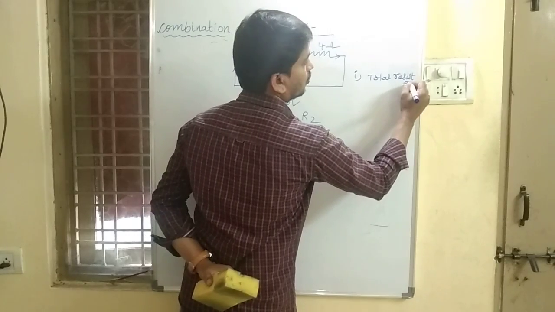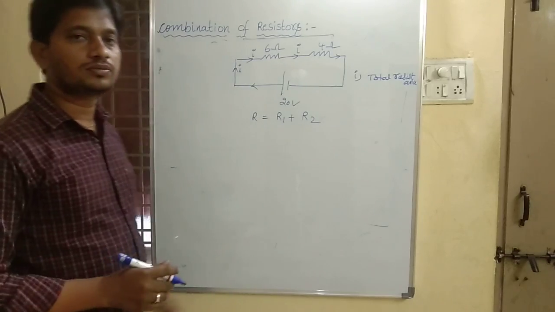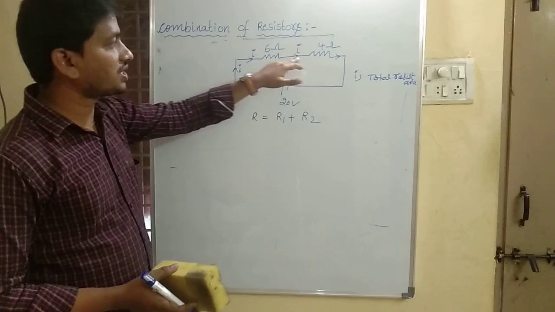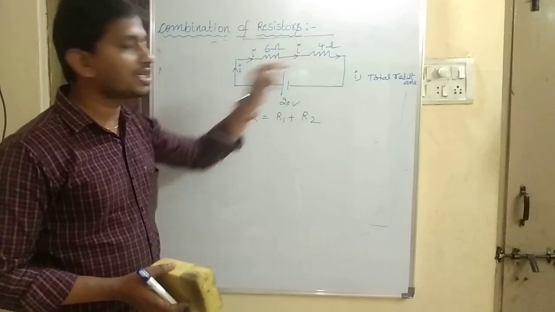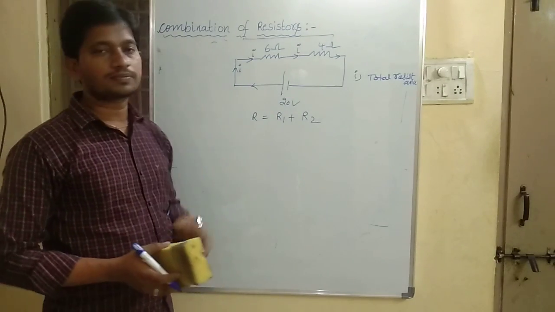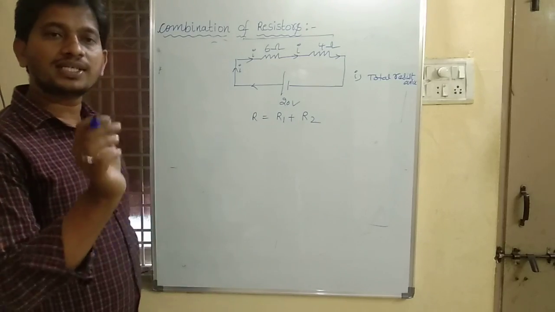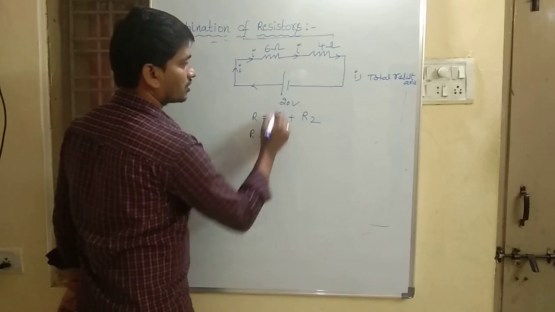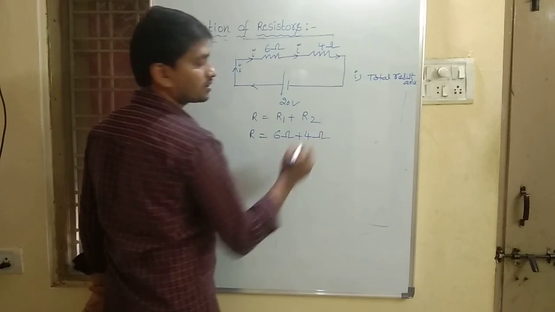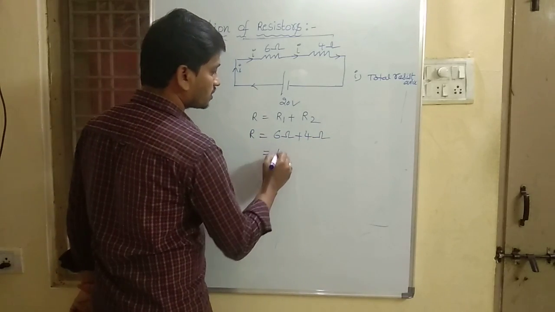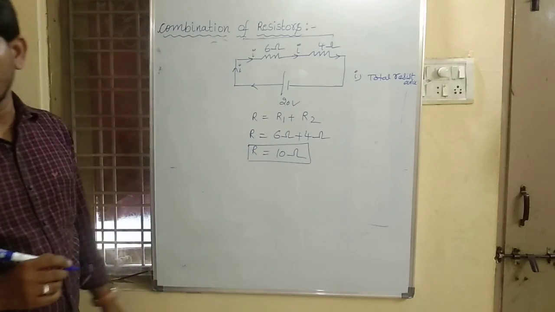How to find the total resistance? As we have the formula R equal to R1 plus R2. You can observe here these two resistors are connected end to end. Consequently, we can say that these two resistors are in series. So they are asking for the total resistance. Total resistance R equal to R1 plus R2. So R equal to R1, 6 ohms, plus R2, 4 ohms, which is equal to 10 ohms. So the total resistance is equal to 10 ohms.